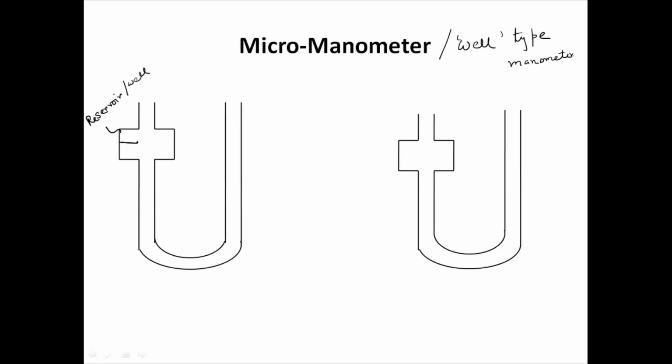Let us take that one fluid was there in this way. Both are at the same level initially. For the micromanometer, we'll see some examples. The same manometric fluid or some fluid is here.